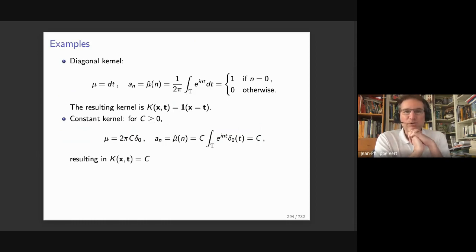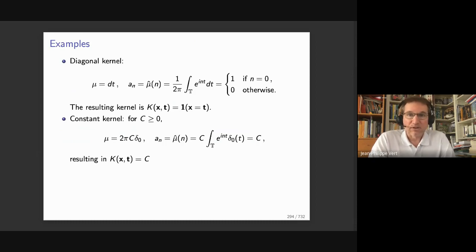So the first one is, suppose for the measure mu, remember mu is a measure over the interval 0 to 2 pi, you just take the uniform Lebesgue measure on it. So mu equals dt. Then what's the Fourier transform of it? Well, you just compute it with the formula. So mu hat of n is 1 over 2 pi times the integral on the torus of exponential minus int. Here I just write plus int, but it's the same because we are symmetric.